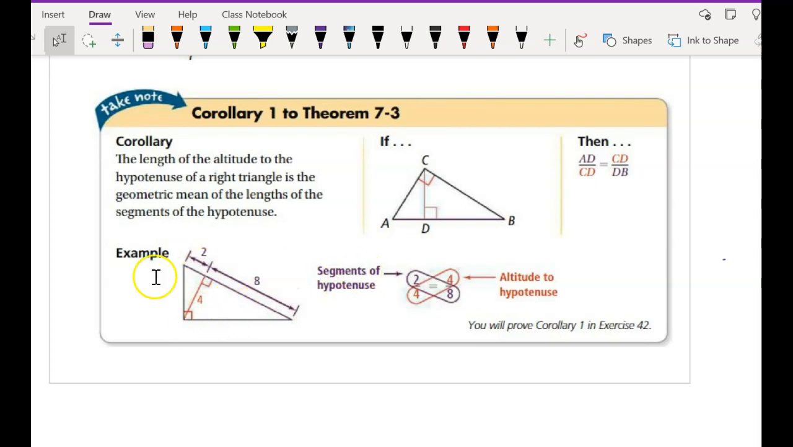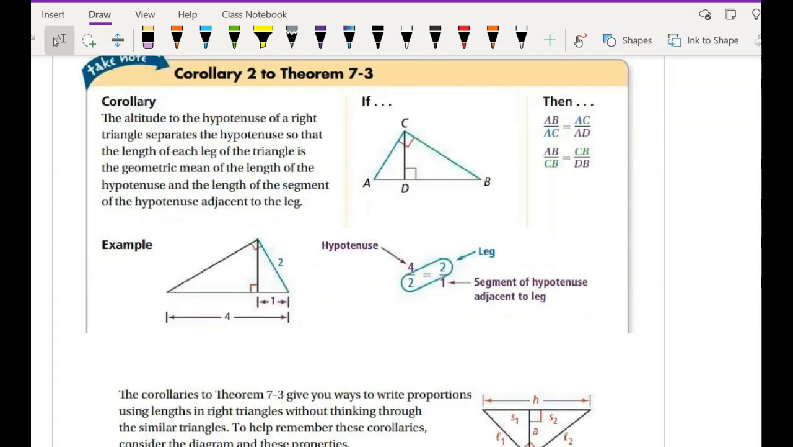So the purple, the 2 and the 8, are the segments of the hypotenuse, and 4 is the altitude to the hypotenuse. Okay, let's take a look at corollary 2 for theorem 7.3. So bear with me, there's a lot of words here. The altitude of the hypotenuse of a right triangle separates the hypotenuse so that the length of each leg of the triangle is a geometric mean of the length of the hypotenuse and the length of the segment of the hypotenuse adjacent to the leg.